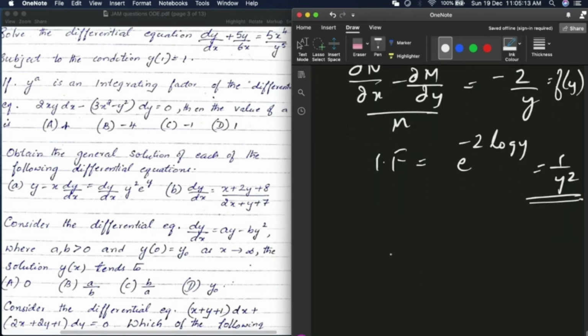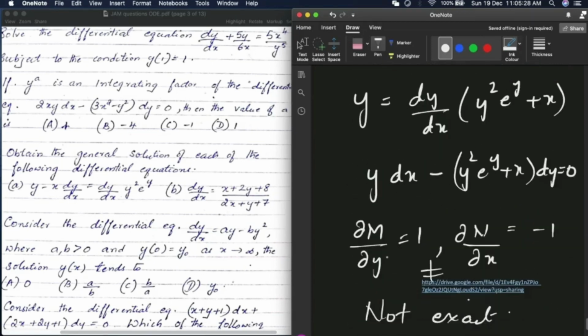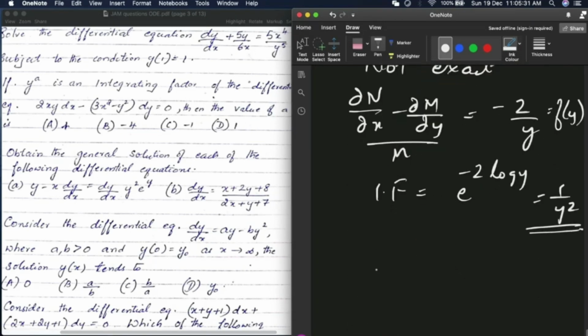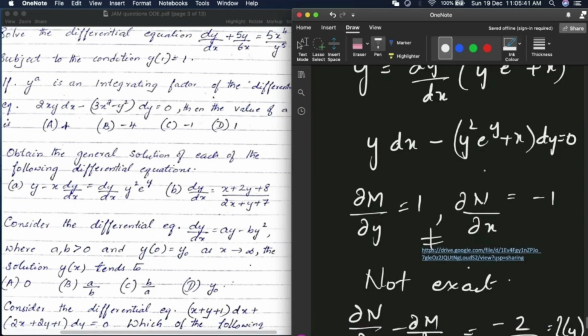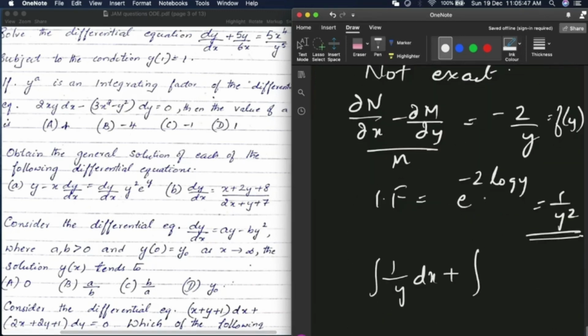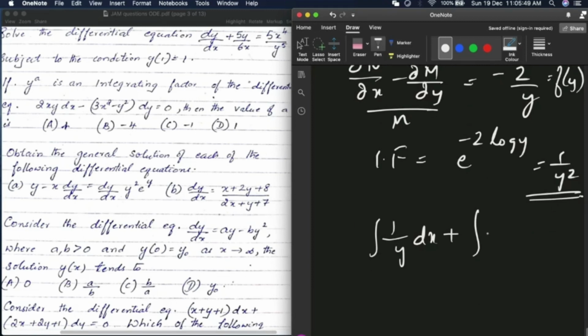What's the solution that you're getting? Your M becomes 1 by y then. You're multiplying by 1 by y square. And you have to consider only the terms independent of x. Only this you will consider. So, integral y dy e raised to y. So, there's a minus.